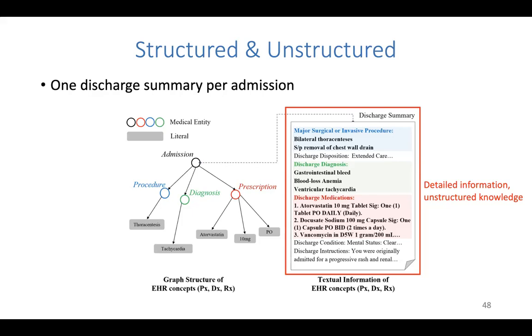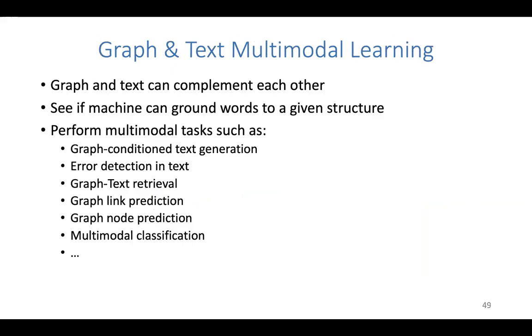So that is the motivation behind wanting to use both structured and unstructured information sources, or specifically graph and text multimodal learning. So as I said, graph and text can complement each other, and what do we want to do once we have pre-trained a model for multimodal learning using graph and text? So what is it good for?